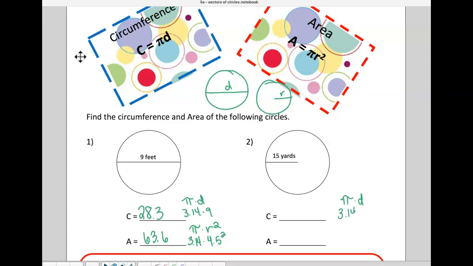So 3.14 times 30 is 94.2, the circumference. And then we have to do pi times r squared. 3.14 times the radius is 15, so 15 squared. And you get 706.5. Okay? I hope you're seeing that if we know the formulas, it's just as simple as plugging into the formulas.